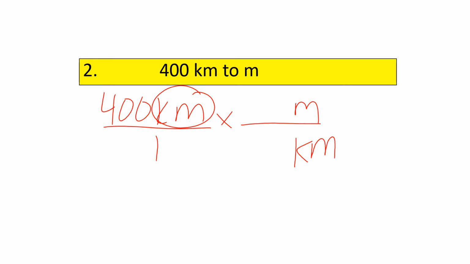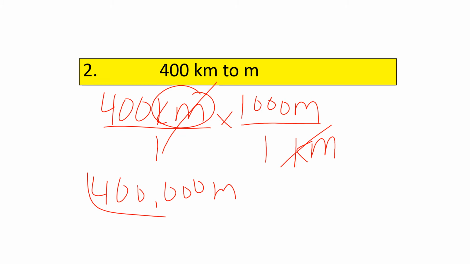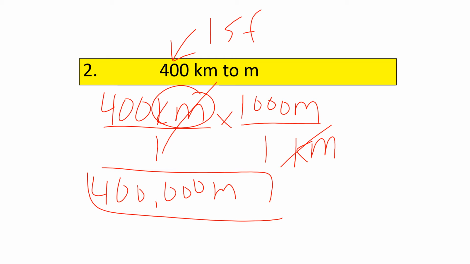The 1 goes next to the unit that is larger. So in this case, the kilometer is bigger than a meter. And you need to know that there are 1,000 meters in a kilometer. These will cancel, and you end up with 400,000 meters. Sig figs, the initial given has 1 sig fig. The conversion factor does not go into your sig fig calculation because, again, it's not a measurement. It doesn't have sig figs. It's an exact number. Your sig figs are based on your 400 kilometers.